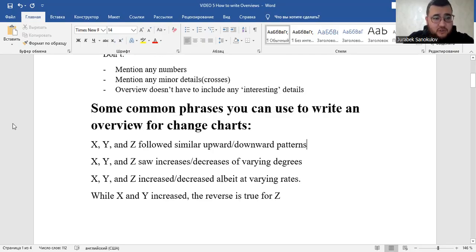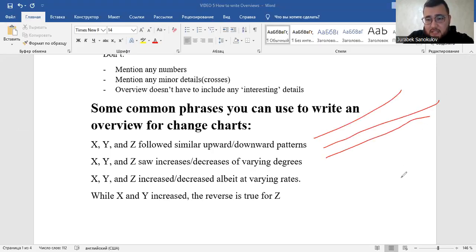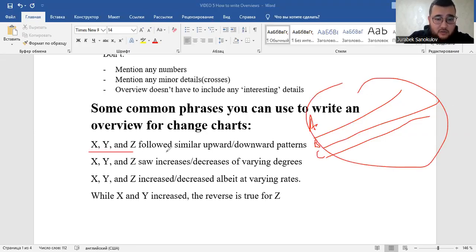So now imagine, I'm going to draw some pictures. So here's the thing, sometimes you will see these. So you see like A, B, C, let's just say, or X, Y, Z. So all of them have a similar upward trend. Upward means increase. They have a similar upward trend, and they all followed similar upward patterns. So you can mention that in your overviews, and you can use this sentence.